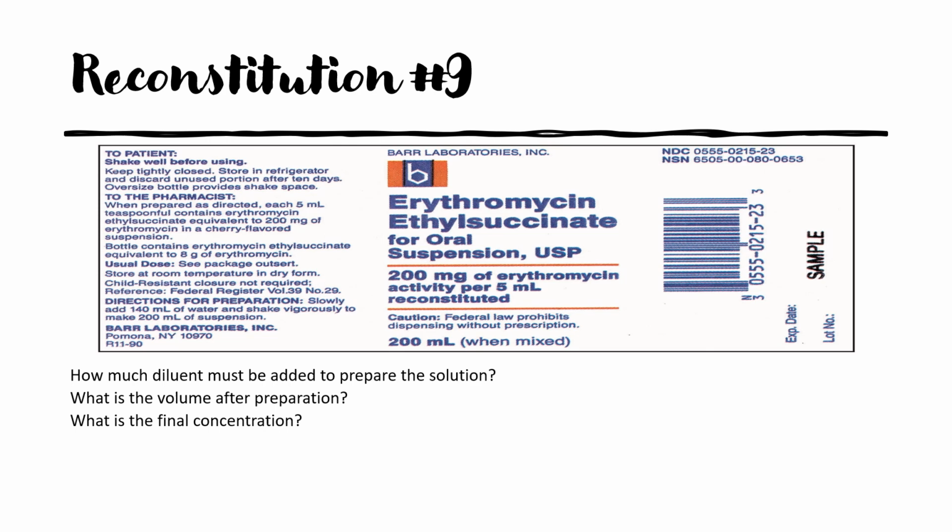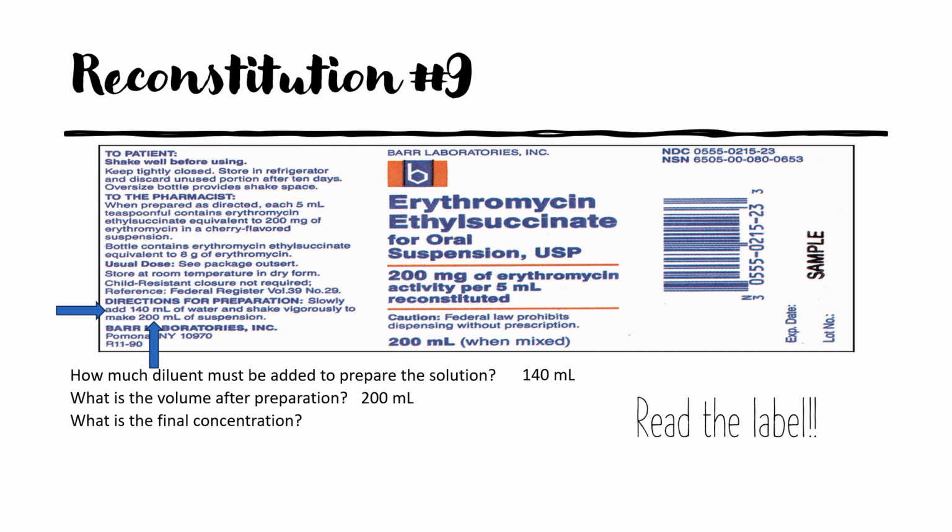Next, we're going to talk about reconstitution. So reconstitution, if you are given a label, it really is just all about reading the label. So first, how much diluent must be added to prepare the solution? Read the label. So right here, it tells you to add 140 milliliters of water. That's my diluent. What is the volume after preparation? Here it tells you it will make 200 milliliters of suspension. So my total volume after preparation is 200 milliliters.